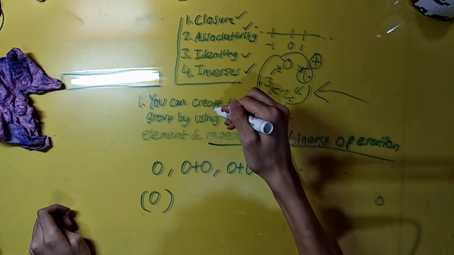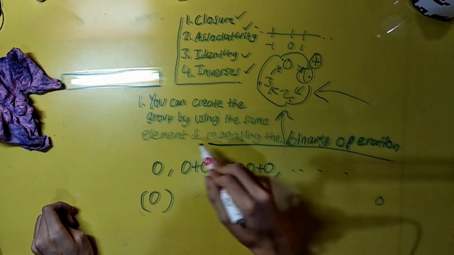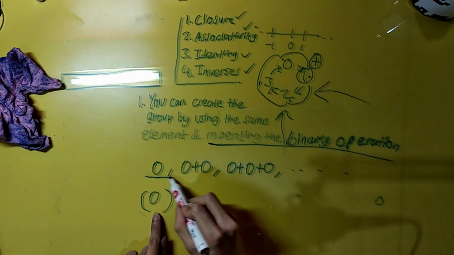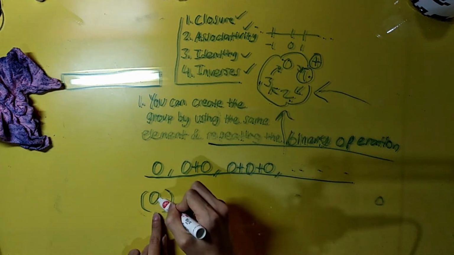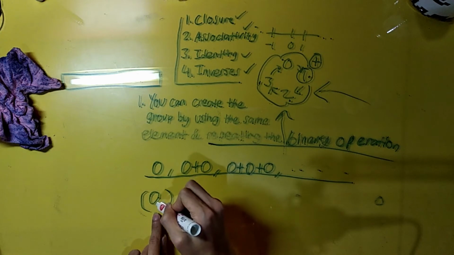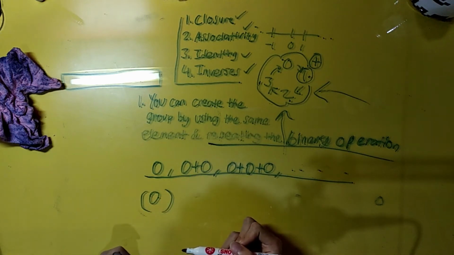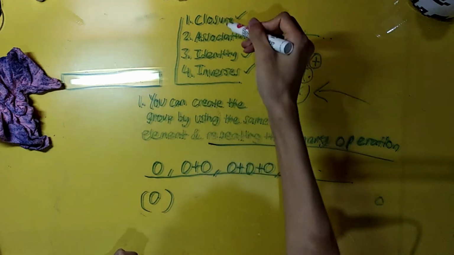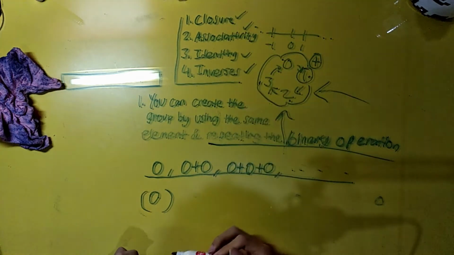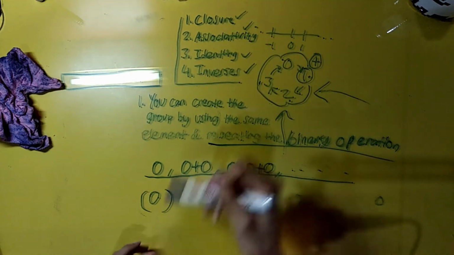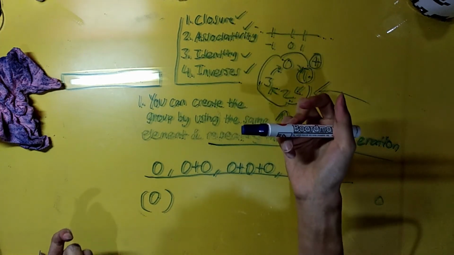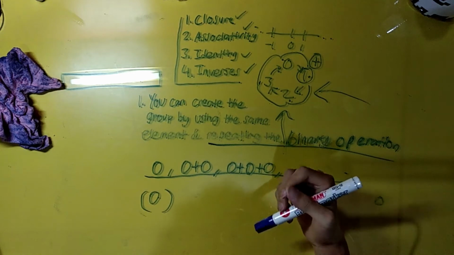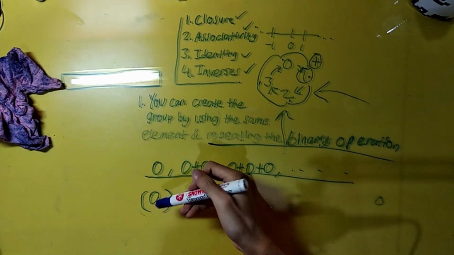You can create a group by using the same element and repeating the binary operation. What have we just created when we did this? We created a group. 0 is a group, apparently. Well, let's check the facts of closure, associativity, identity, and inverse. Closure says that if we add 2 elements together from the group, we're going to get another element of the group. So there's only one element here.